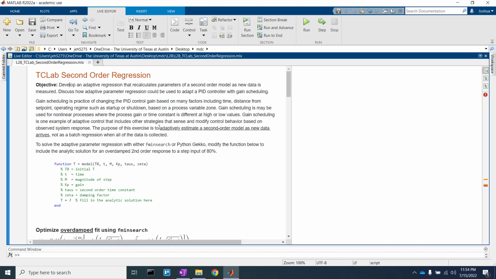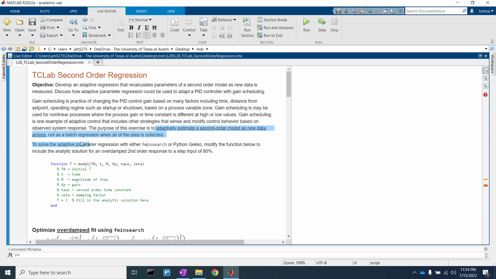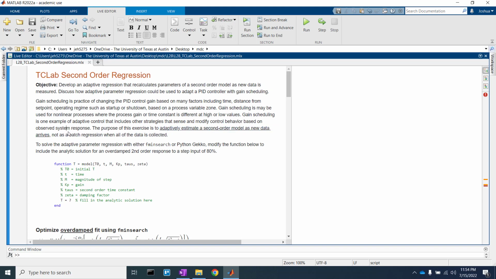And so we adaptively estimate the second order model as new data arrives. We could think of this as the system, for example, where the dynamics change at high temperature and at low temperature. And so with that, the gain would change. This is a way for us to adapt our systems to use linear gains with a nonlinear process.